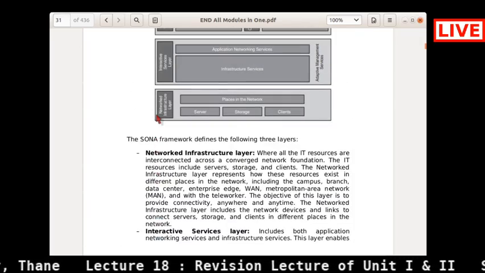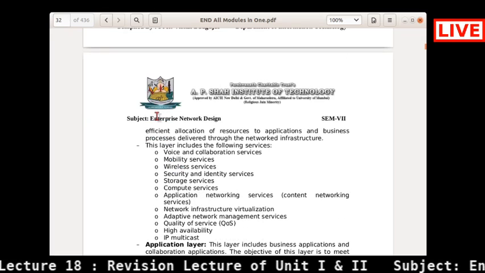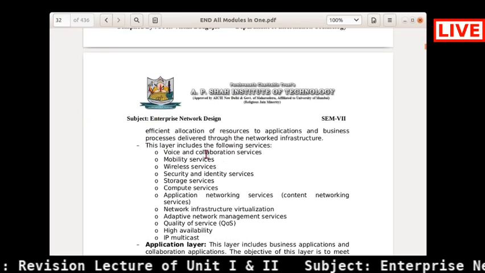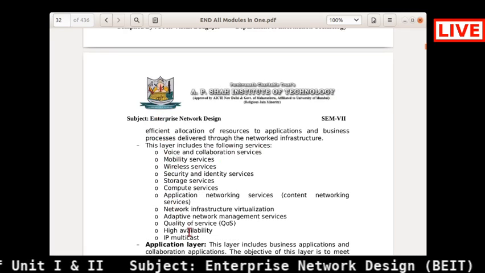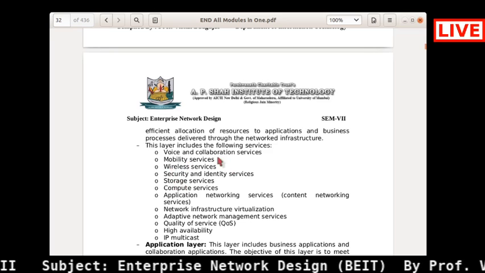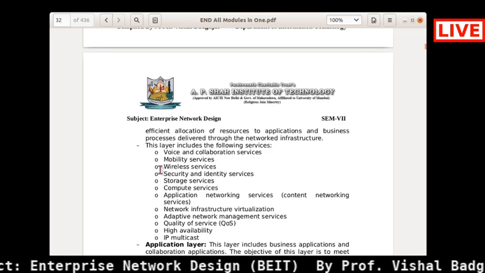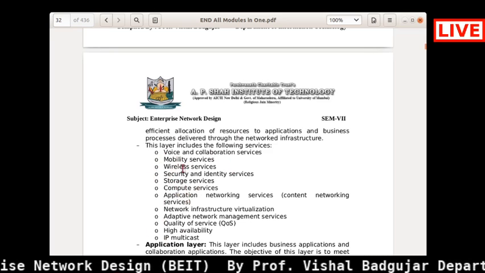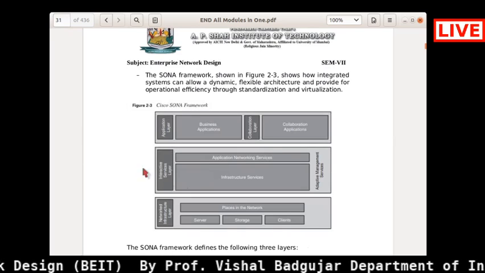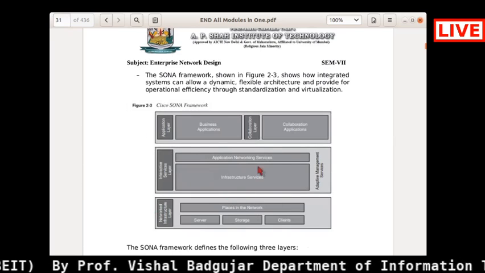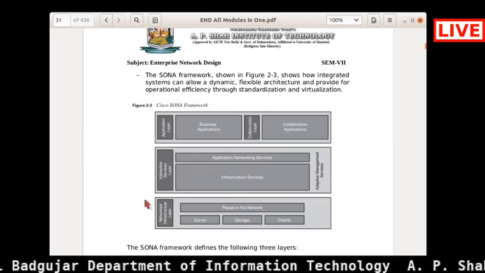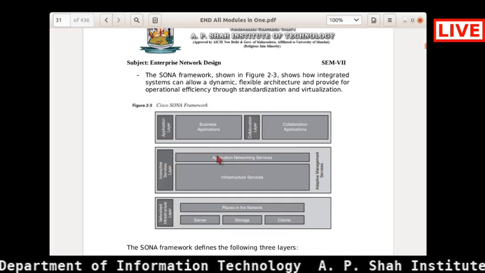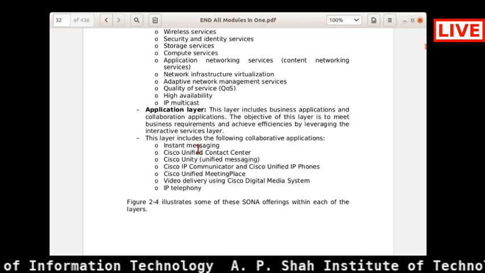Because here itself, the network infrastructure services, all these services we already saw in your chapter number 2: security service, storage service, mobility service and all this in depth. But with respect to your SONA framework, that will be included in your second layer, that is the interactive service layer. In this way you need to study all these components.